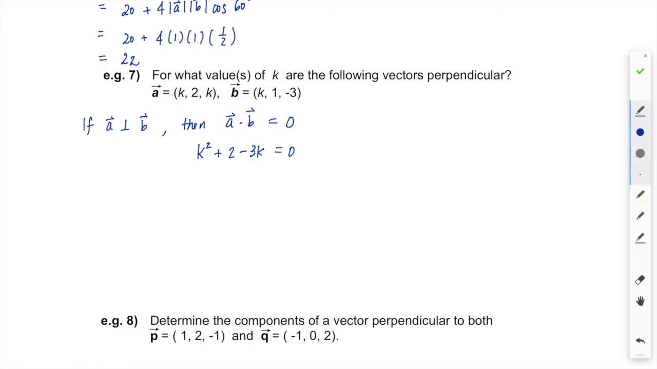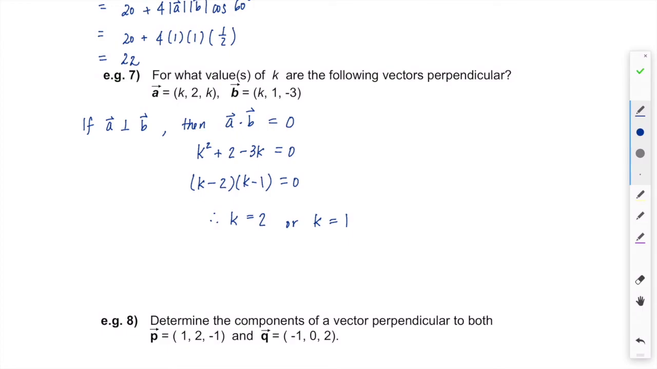I actually have a quadratic equation here. I think I can factor this. I need a product of 2 and a sum of negative 3, so let's make those negative. And so the values of k should be 2 or 1. Okay.